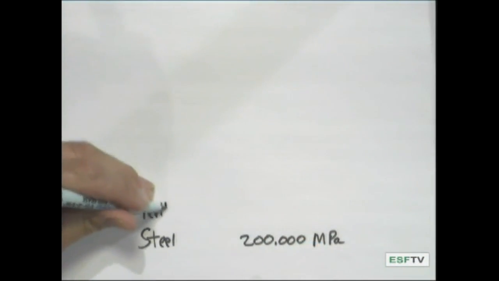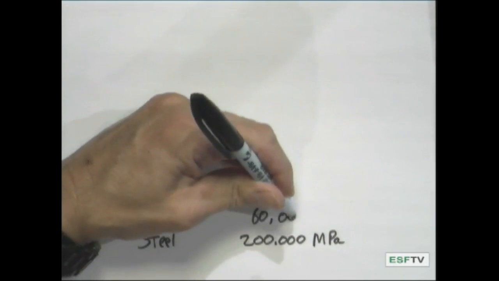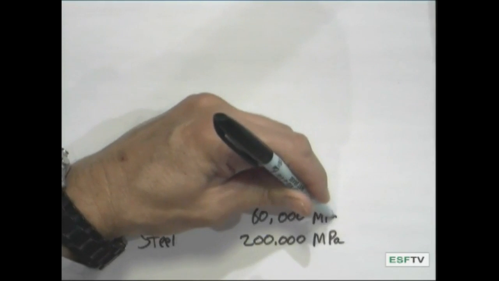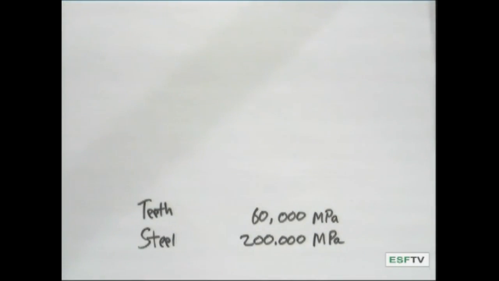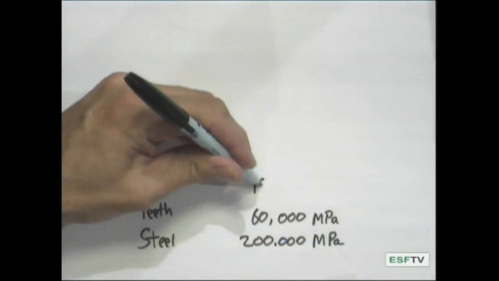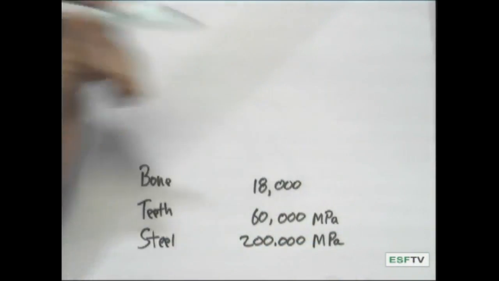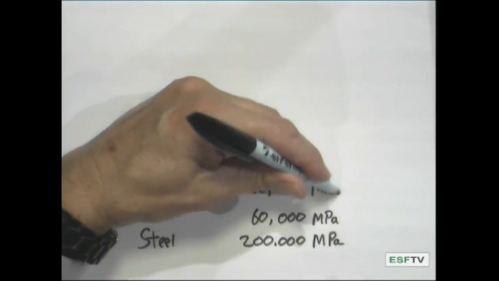There are some biological materials that are very, very tough. And if you look at the Young's modulus of teeth, for example, you find that it's not quite as stiff as steel is, but it's still right up there. The Young's modulus of teeth is on the order of about 60,000 megapascals. That's very, very stiff. If we take a look at the stiff materials that comprise our own bodies, namely bone, bone is right up there also. It's a very, very stiff material, and this has a Young's modulus of about 18,000 megapascals.